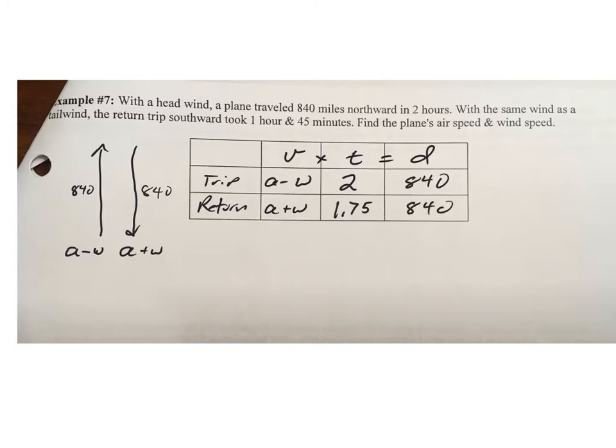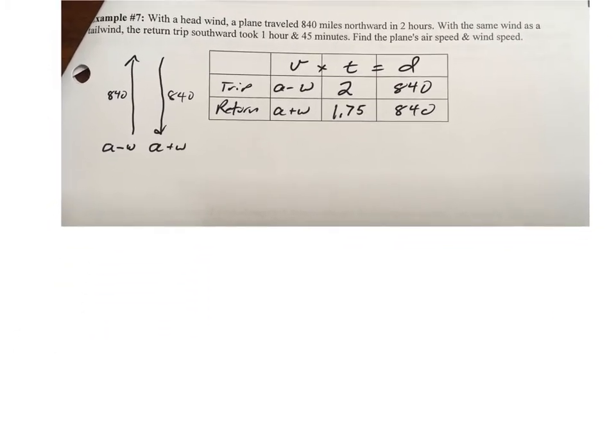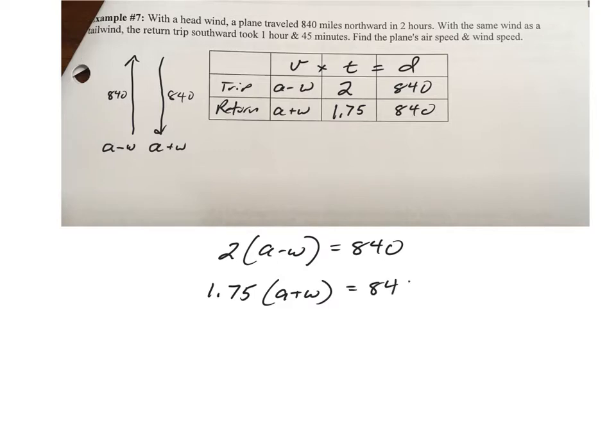Okay, so without getting crazy, let's go ahead and write our equations. So for the trip, 2 hours times (A minus W) equals 840. And the return trip, 1.75 times (A plus W) equals 840.